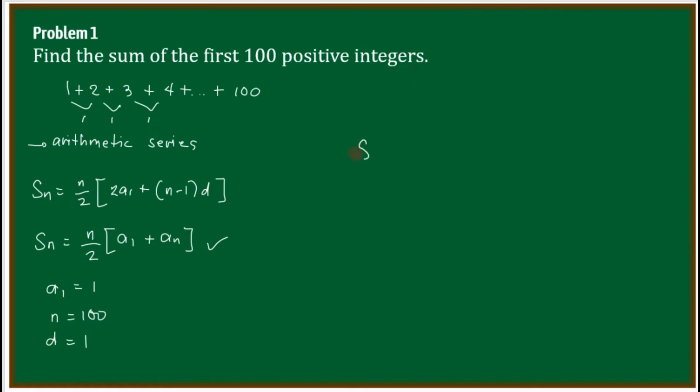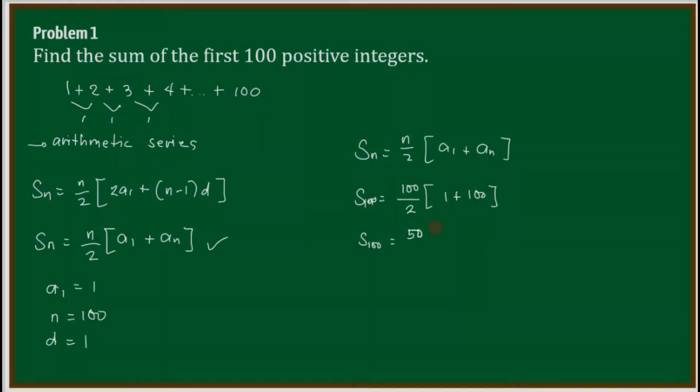So, let's solve. So, we have S sub n equals n over 2 times a sub 1 plus a sub n. So, substitution, we have S sub 100 equals 100 divided by 2 times the first term is 1, then the last term is 100. So, we have S of 100 equals 100 divided by 2, 50 times 101. So, therefore, the sum of the first 100 integers is 5,050.